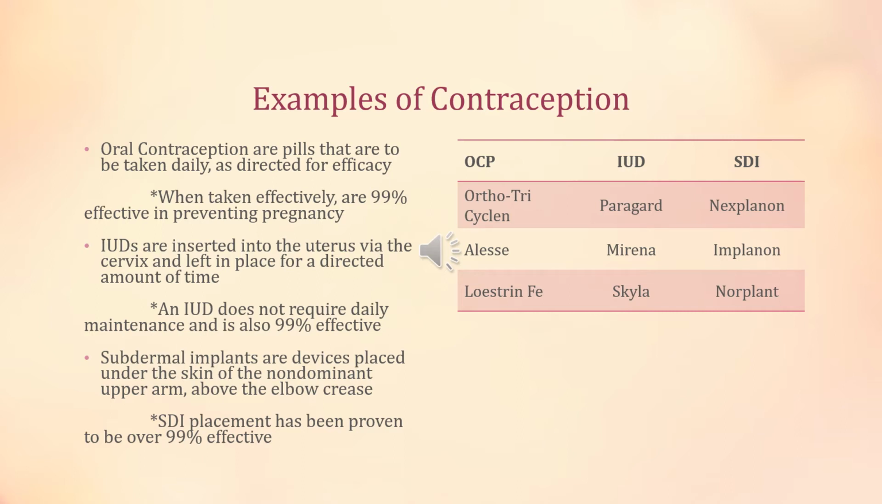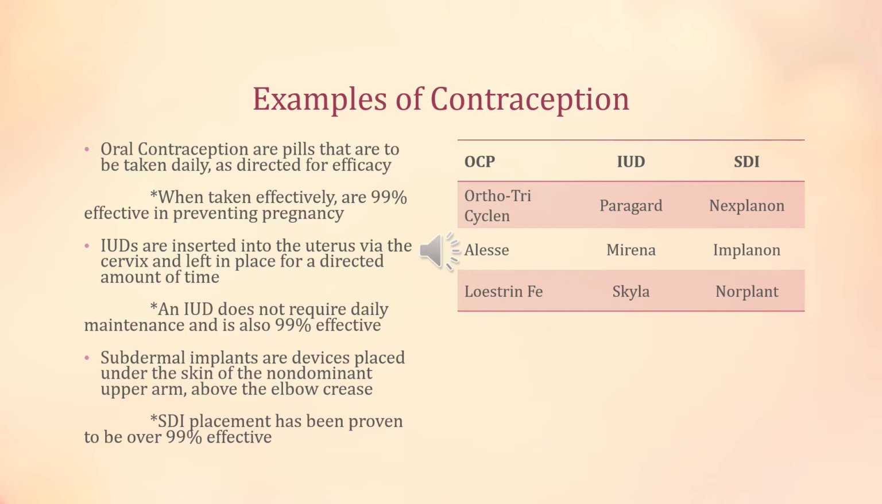Subdermal implants are devices placed under the skin of the non-dominant upper arm above the elbow crease. SDIs, or subdermal implants, once placed, have been proven to be over 99% effective. So far, subdermal implants are more effective in preventing pregnancy than any other contraception.